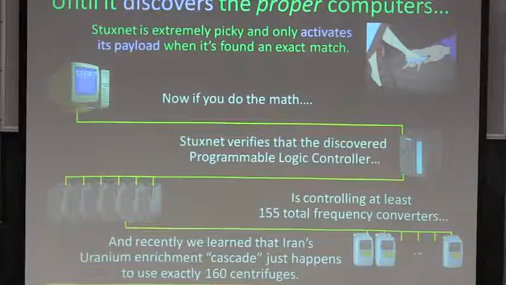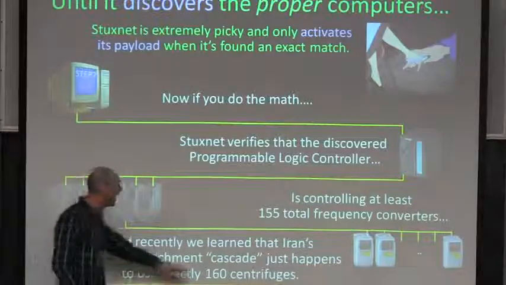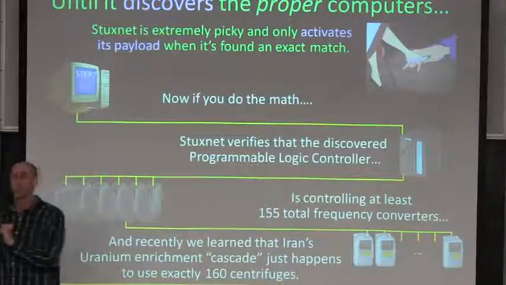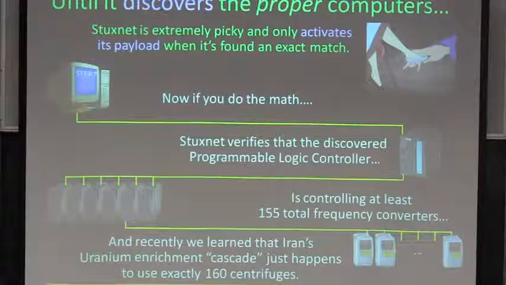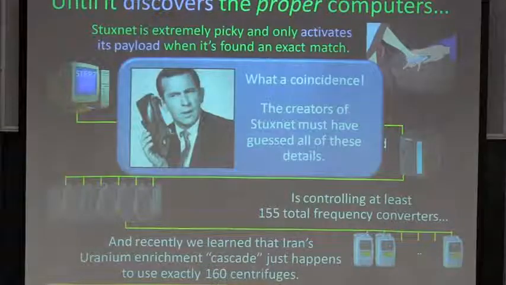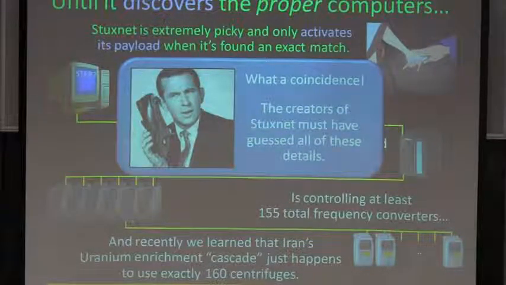And recently, we learned that Iran's uranium enrichment cascade just happens to use exactly 160 centrifuges. So they're exactly fingerprinting the number of devices that have to be connected in order to attack the system. If they see less than that, they know they're not dealing with the centrifuges. Okay, what a coincidence. The creators of Stuxnet must have guessed all of these details. I mean, I wonder, right? They probably had somebody on the inside. There was something going on here.